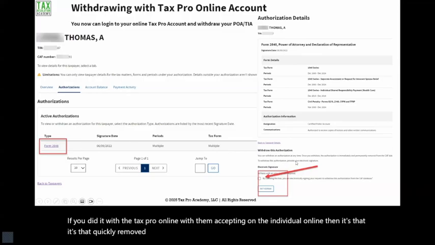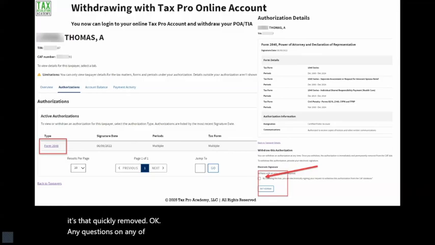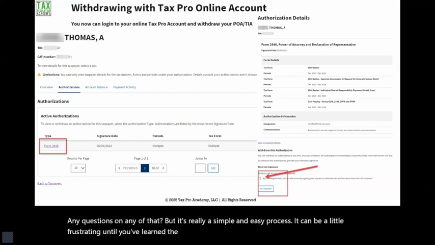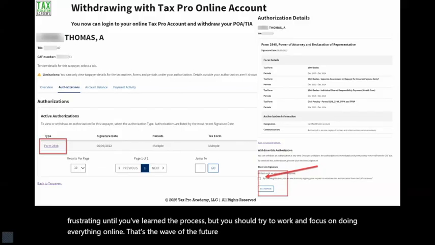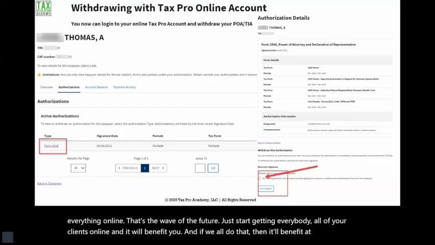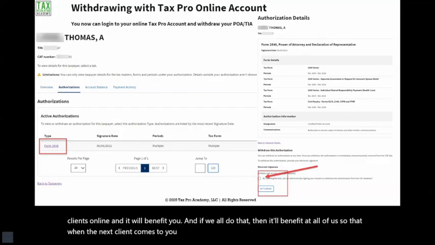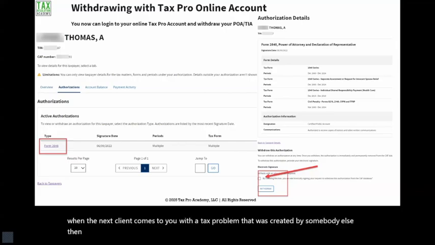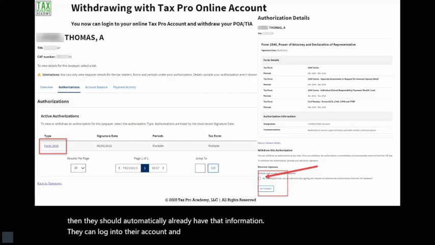Okay? Any questions on any of that? It's really a simple and easy process. It can be a little frustrating until you've learned the process, but you should try to focus on doing everything online. That's the wave of the future. Just start getting all of your clients online, and it will benefit you. And if we all do that, then when the next client comes to you with a tax problem that was created by somebody else, they should automatically already have that information. They can log into their account, and it makes life a whole lot easier.